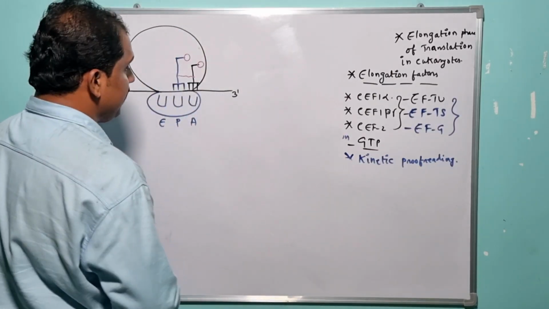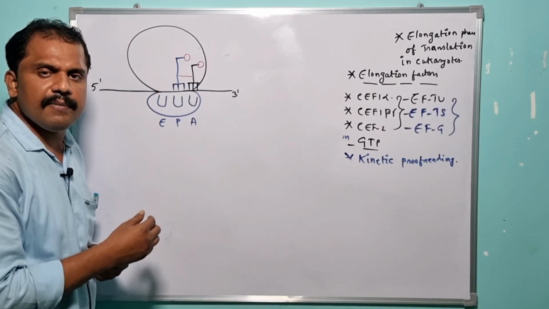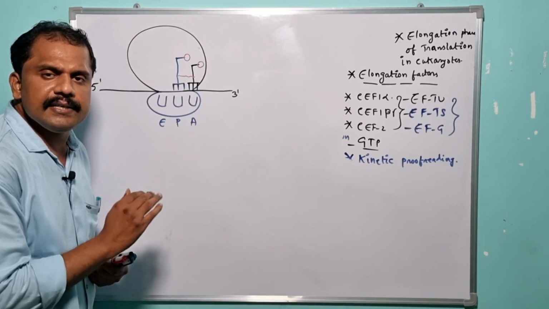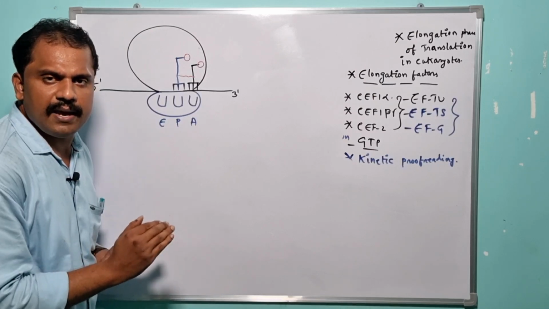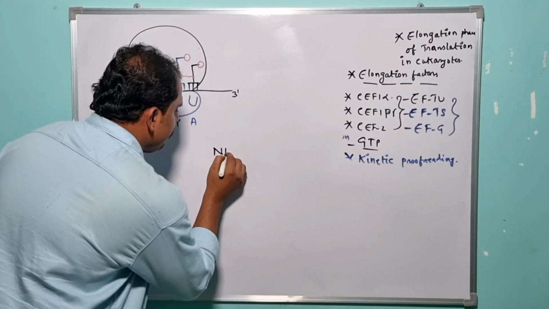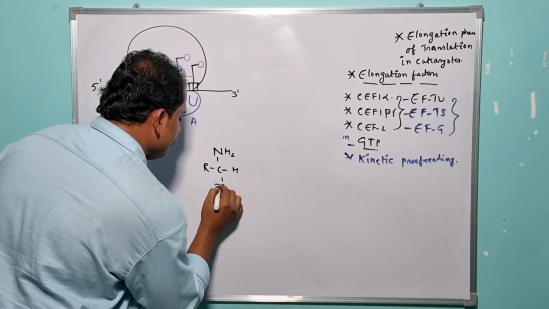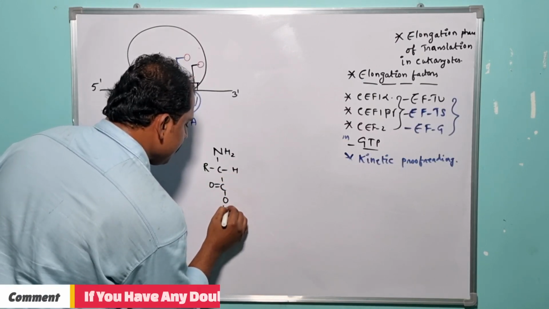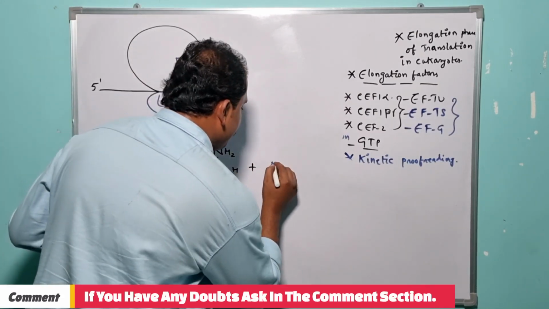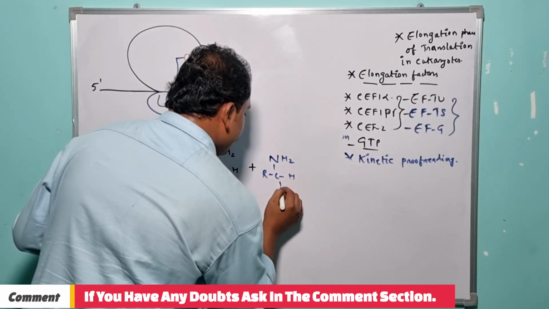So in case of prokaryotes, if you recall, the initiating amino acid is a formylated amino acid, right? But whereas in case of eukaryotic translation mechanism, the initiating amino acid is not a formylated amino acid, it is a normal amino acid, right? So here, let us assume it as the initiating amino acid, right? Initiating amino acid. And it is nothing but the amino acid tRNA encoding amino acid, right? Amino acid tRNA encoding amino acid.